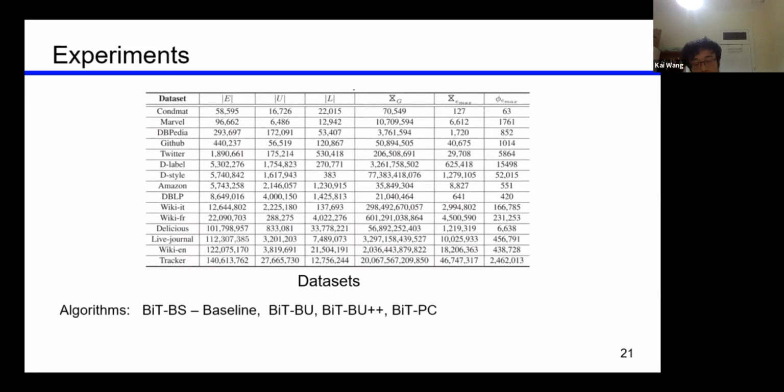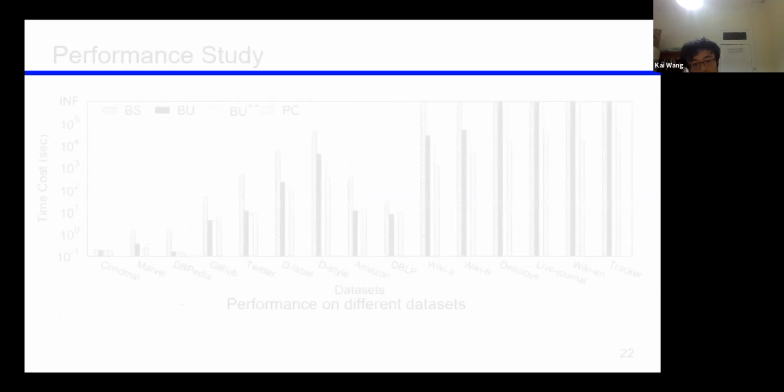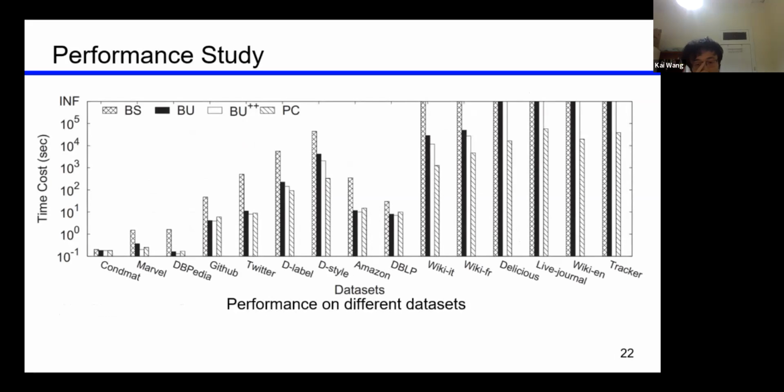Here are our experimental evaluations. We have evaluated 4 algorithms. First is the BITBS, and then BITBU, BITBU++, and BITPC. We have evaluated on these datasets. We can see the experimental results. Our Bloom edge index-based algorithms significantly outperform the baseline algorithm on all those datasets, and especially on those large datasets, only BITPC can produce a result in reasonable time.